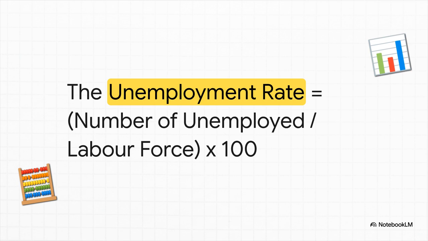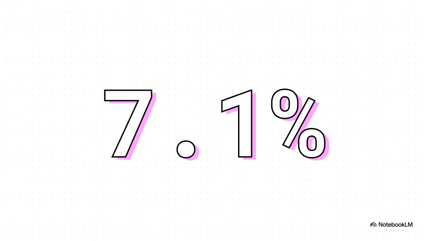You just take the number of unemployed folks, divide it by the total number of people in the labor force, and then multiply by 100 to turn it into that percentage you see on TV. So when you plug in some real-world numbers, you can see exactly how it works. You take, say, 1.364 million unemployed people, divide that by a labor force of about 19.3 million, and voila, you get a specific rate, in this case, 7.1%.